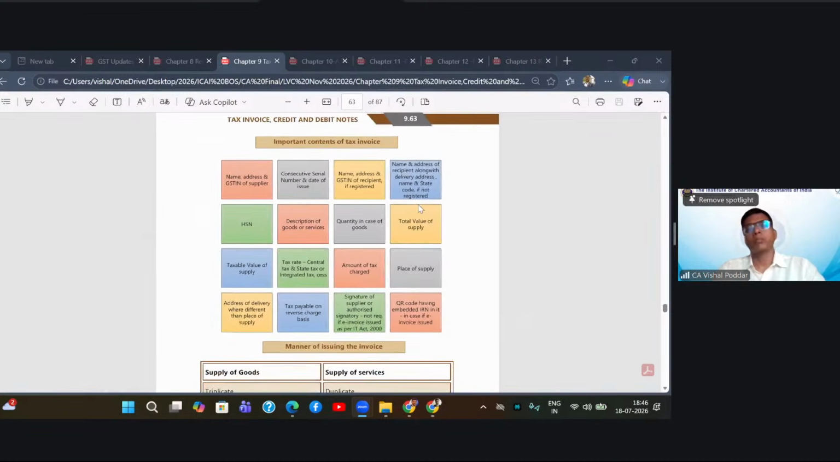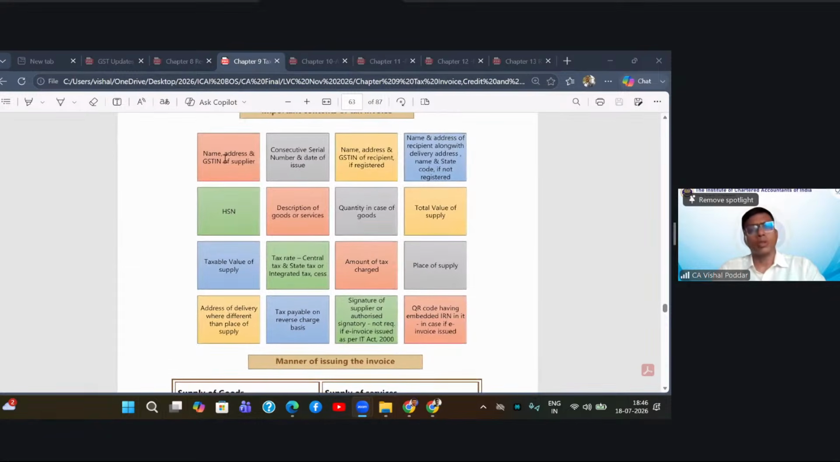Now, what are the important requirements in an invoice? So these are the minimum things that have to be present in invoice. So first, your name, address, GSTIN, then the serial number, the date, name, address, GSTIN of registered recipient, then name, address of recipient along with delivery address if it is not registered. Next, HSN, description of the good service, quantity, value, taxable value, where the value and taxable value are different. You have to specify this separately.